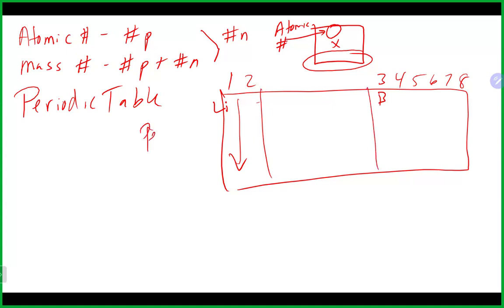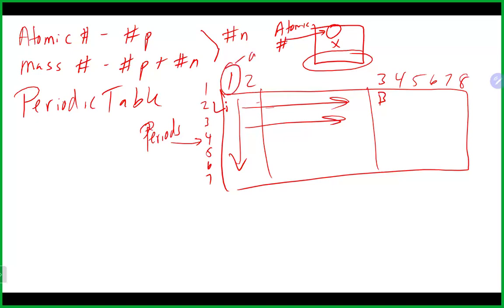Also, periods go left to right on the periodic table. There are 7 periods. We also have special names for our groups. Group 1 is the alkali metals. Group 2 is the alkaline earth metals. Group 7 is the halogens. Group 8 is the noble gases.